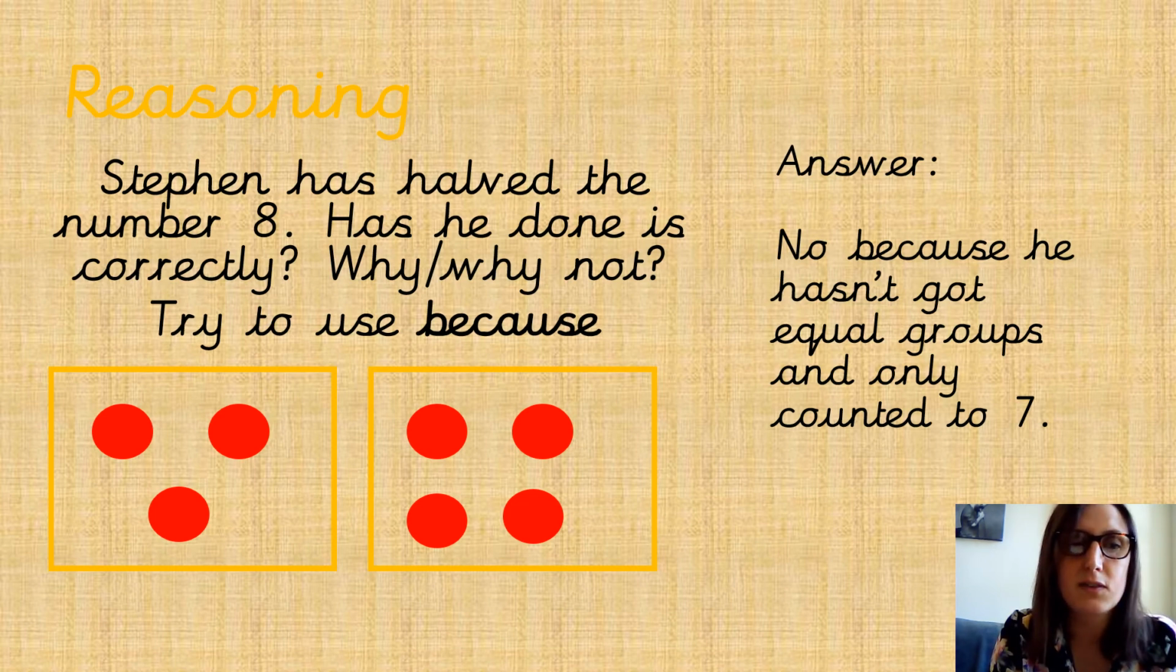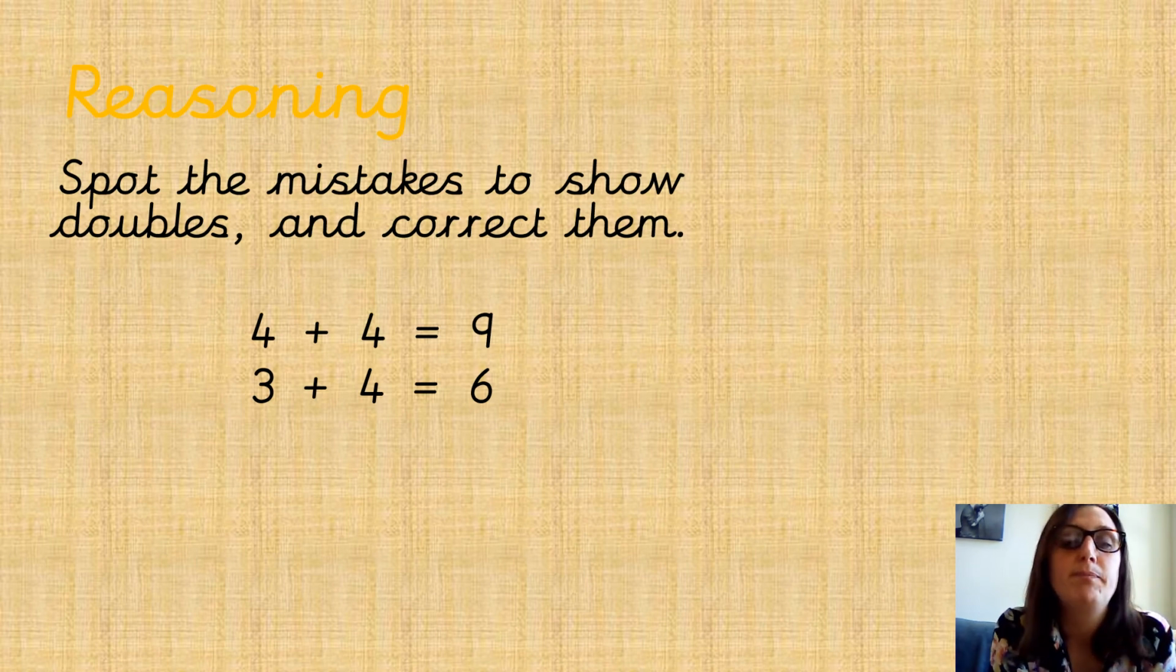Right, next question. So another reasoning one. It says spot the mistakes to show doubles and correct them. Okay, so they are meant to be showing doubles. So what you need to do, you're used to this, I know we do this a lot, is rewrite the number sentences to make sure that they make sense. Okay, so rewrite them to correct them. Alright, so again you're going to need to pause the video here, so I'll just wait and you can go and pause it, and then we will have the answers in a moment. So pause the video first.